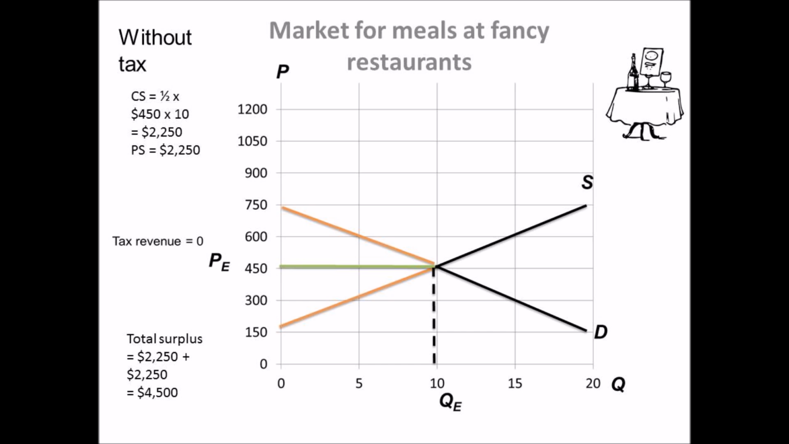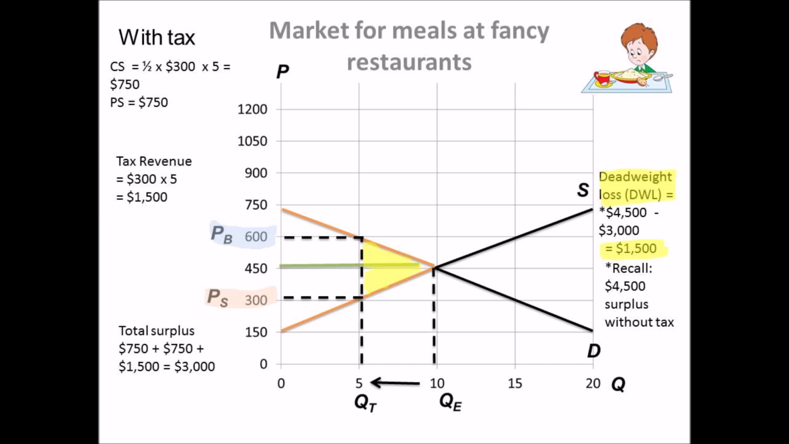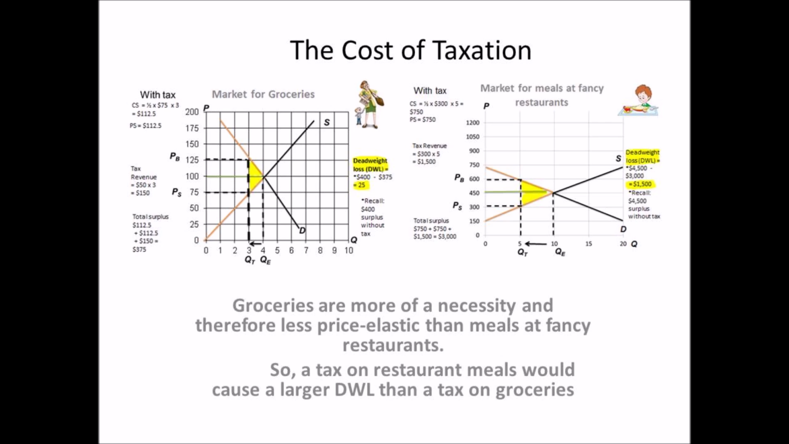Now on with the market for meals at fancy restaurants. Again, we will see a graph without the tax. The total surplus here is $4,500. And on this graph, the total surplus is $3,000. Again, you will see the deadweight loss here calculated, and it is $1,500. Now that you have seen both with taxes imposed, which one needs to be taxed?